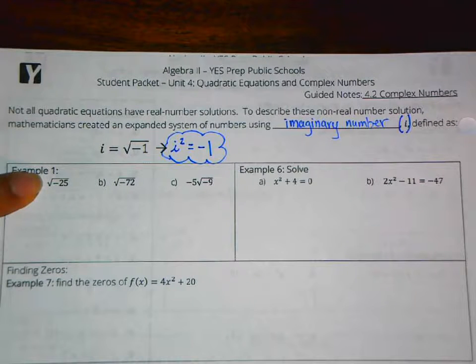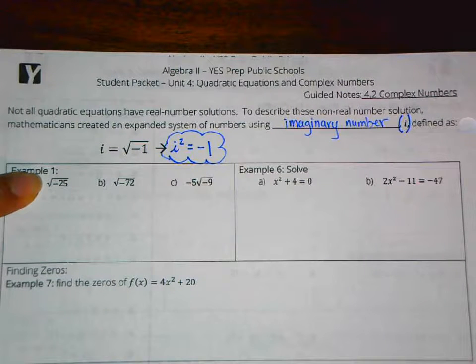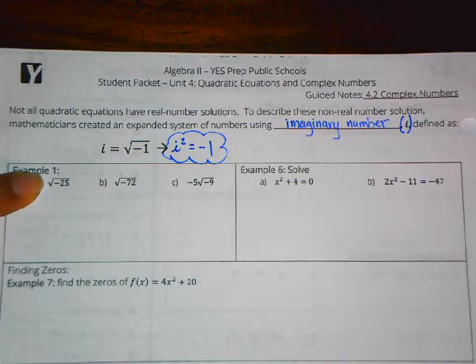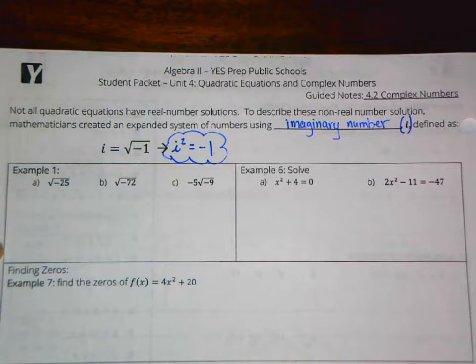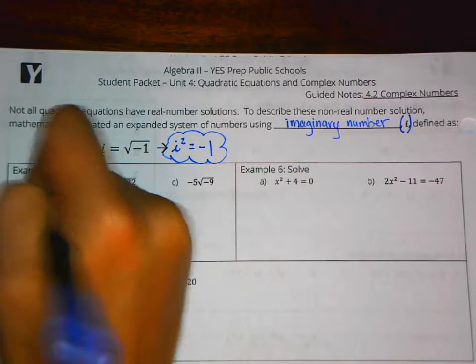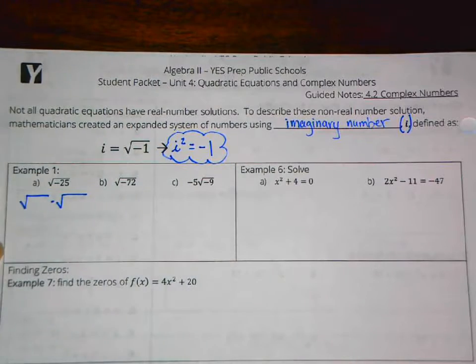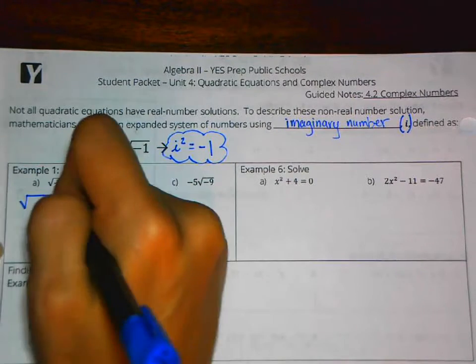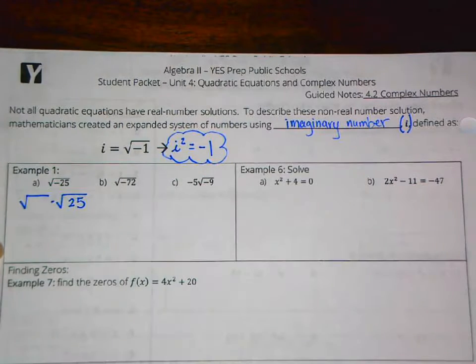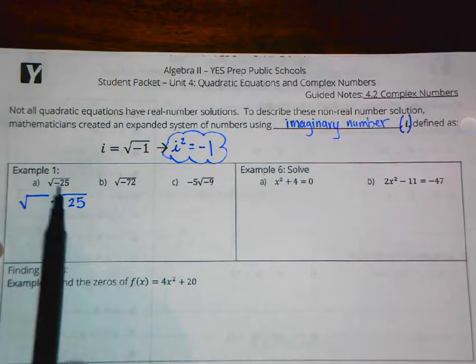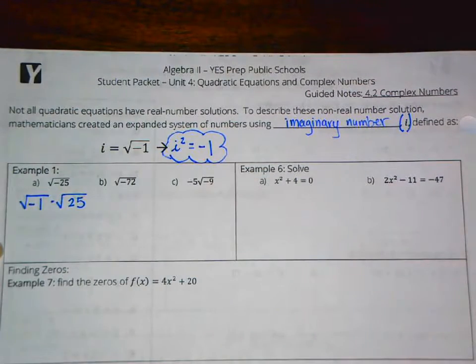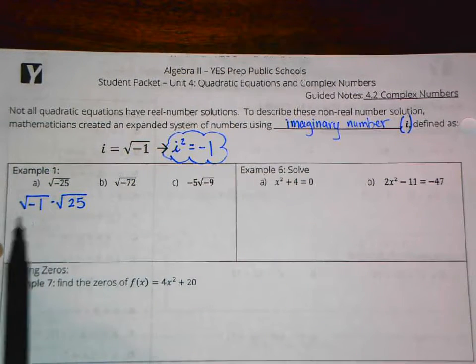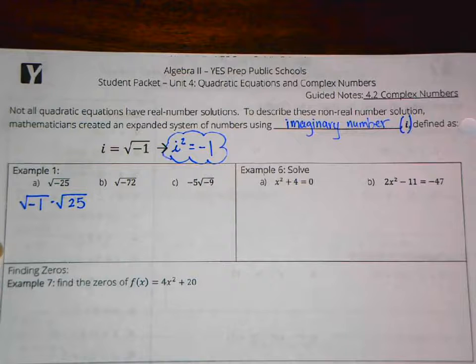Square root of negative 25. I would say, oh, that's no solution because I cannot take a square root of a negative number. That was yesterday. Today, now we know about our imaginary number, so I'm going to split this up. I know that square root of negative 25 has 2 parts. I know that square root of 25 is a real thing. Now, how do I get negative 25? 25 times negative 1 is negative 25. So I split up square root of negative 25 into square root of negative 1 times square root of 25.